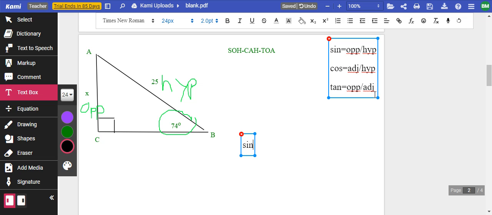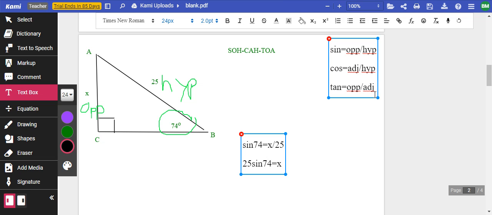So I say sine of 74 equals opposite, which is x, over hypotenuse, which is 25. Now what I'm going to do is multiply both sides by 25 so that x is by itself. It's being divided by 25, so I'm going to multiply. And I get 25 sine of 74 equals x.